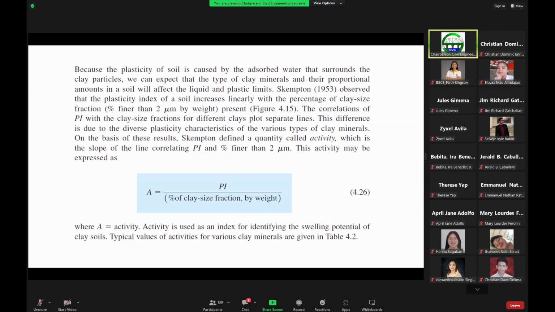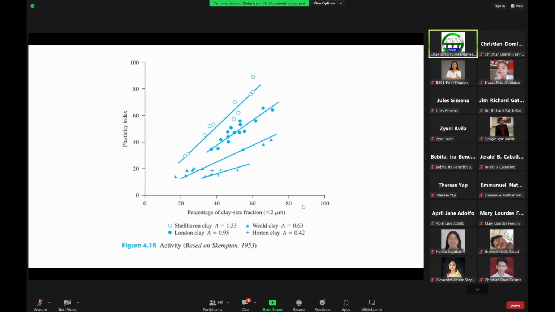Now, Skempton in 1953 observed that the plasticity index of a soil increases linearly with the percentage of clay size fraction. When you say clay size fraction, that's the percent finer than 2 micrometers by weight present, which is basically shown in this figure here. So if we look at this figure, we have here a plot of the percentage of the clay size fraction that's less than 2 micrometers. We sometimes call this microns. Less than 2 microns.